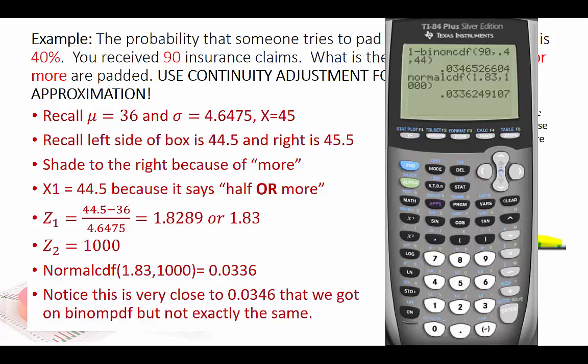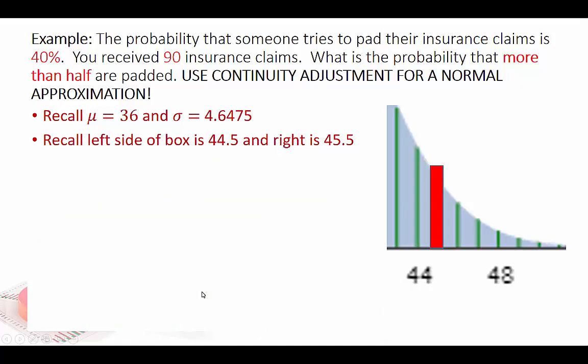Now notice that this is very close to what we got with the binomial, but not exactly the same. So if we ask you to do a normal approximation, don't assume you can use the binom CDF or PDF or the binomial distribution and get the right answer. We are asking you to do this answer instead of that answer. All right.